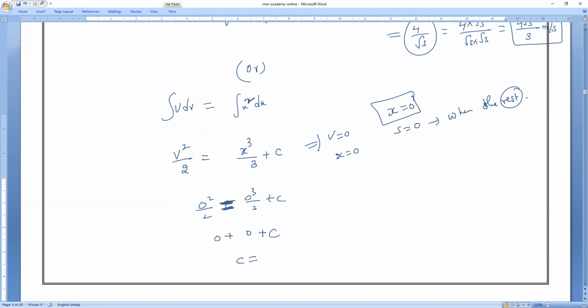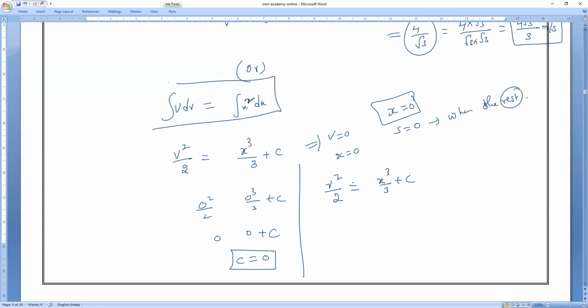So C value is equal to what? C value is equal to 0. So if you know the C value is 0, then you can go directly. So v square by 2 equals x cube by 3 plus C. Am I correct? Because x square, directly I am writing, so x cube divided by 3 plus C.